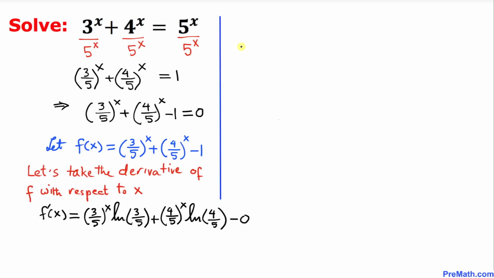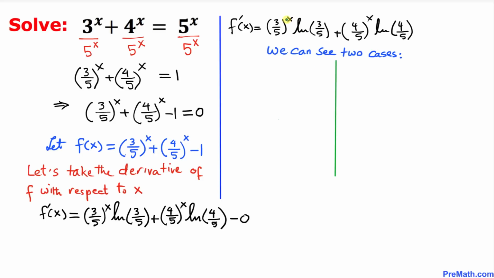So this equation could be further simplified as f'(x) equal to (3/5)^x times the natural log of 3/5, plus (4/5)^x times the natural log of 4/5. And now we can split this problem into two cases.